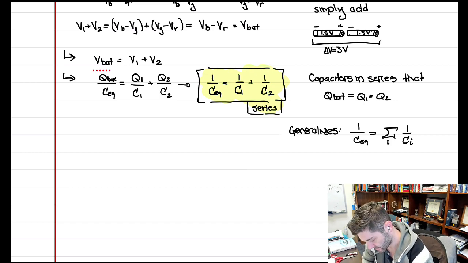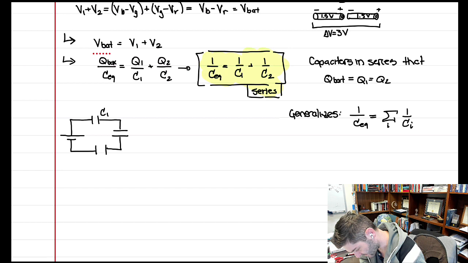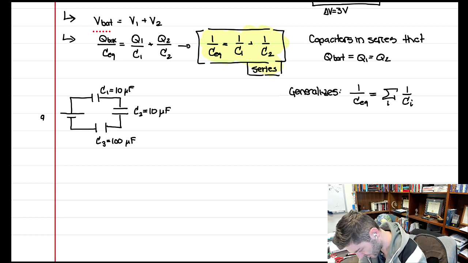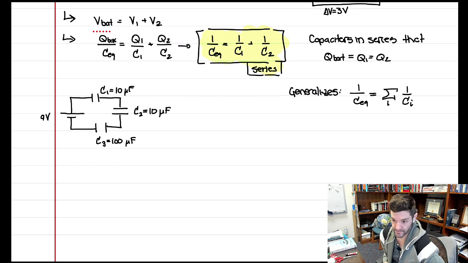So let's do an example, plug in some numbers with this one. Suppose I have a battery, and then it goes up here and connects to one capacitor, and goes down here, connects to another capacitor, and goes over here, connects to a third capacitor, and then goes back to the battery. This C1 is 10 microfarads. C2 is also 10 microfarads. Then C3 is, say, 100 microfarads. And we are connected to, say, a 9-volt battery. What is the equivalent capacitance of this circuit? If the battery sees itself connected to a capacitor, what is the equivalent capacitance of that single capacitor that it would see?